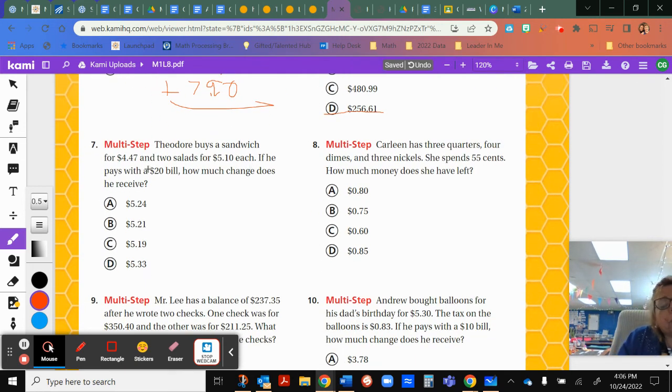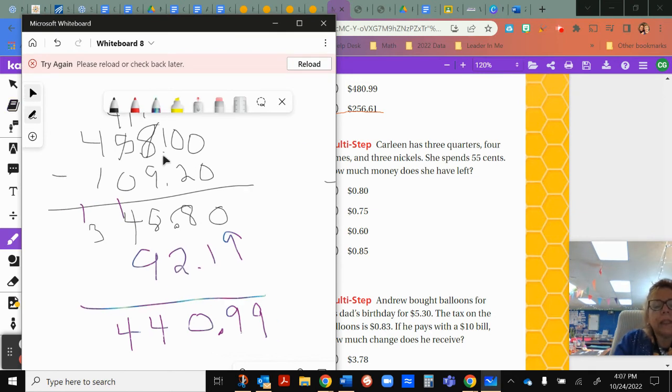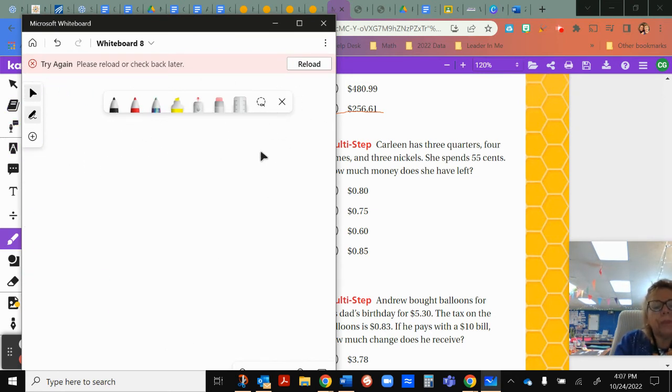Let's look at this next one. Theodore buys a sandwich for $4.47 and 2 salads for $5.10 each. If he pays with a $20 bill, how much change does he receive? Okay, so let's go ahead. Lots of different math here, right? So let's get to a clean slate. You bought 1 sandwich for $4.47. Okay, then the next one, and 2 salads for $5.10 each.